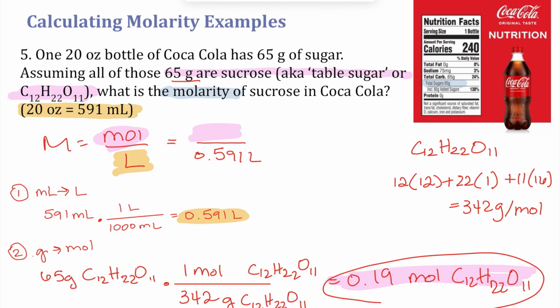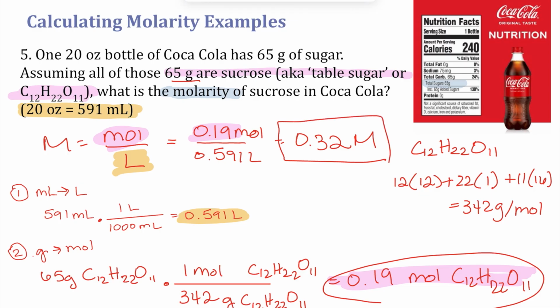So we can put that in for our moles up top. So 0.19 moles of sucrose divided by 0.591 liters. This is going to be a concentration of 0.32. And that unit on our concentration is molar. Molar, that's our concentration of sugar in Coca-Cola.